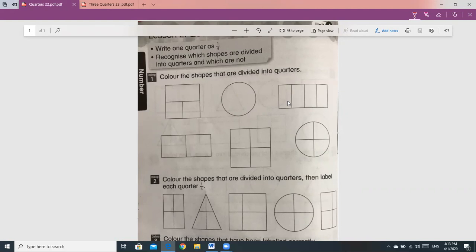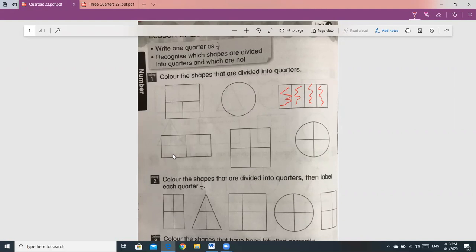Let's see here. How many parts? 1, 2, 3, 4. 4. And they are equal? Yes. When I say 4 equal parts, it's quarter? Yes. So I'm gonna color it. I colored the whole shape. I colored it in a good way.